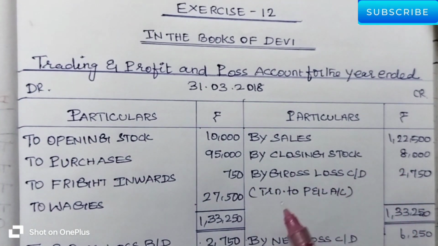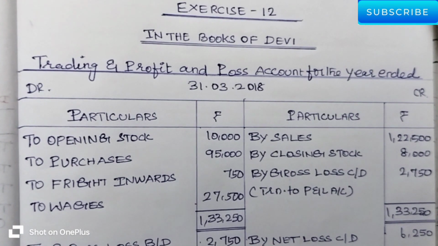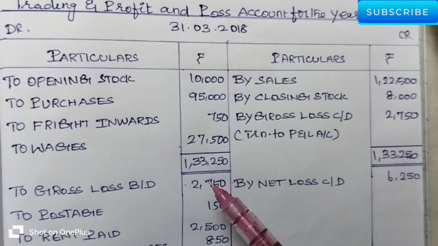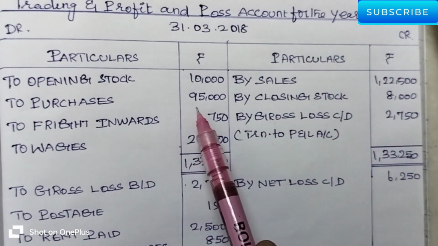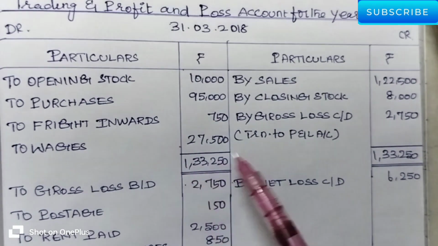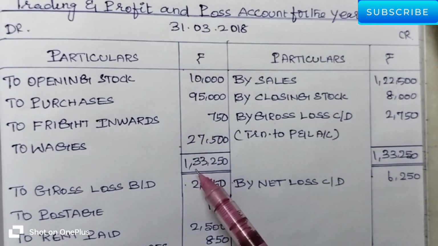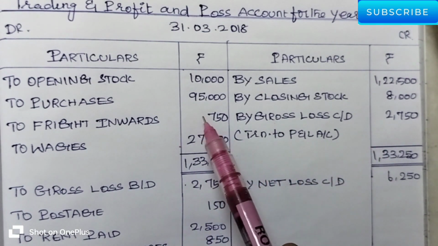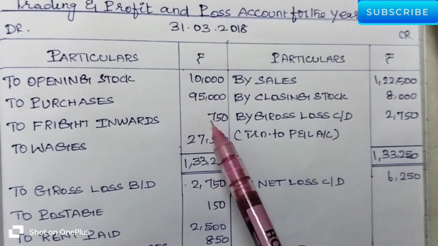So what the given information they have given related to trading account, we have entered all the items on debit and credit side of the trading account. What we have to do? We have to find the total. So for that, which side do we have the higher values? Debit side we have the higher value than credit side. So we have to add all the amounts.